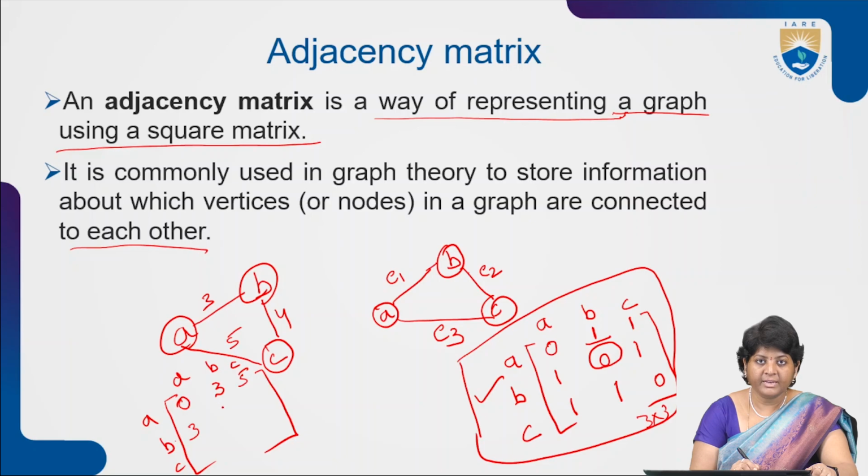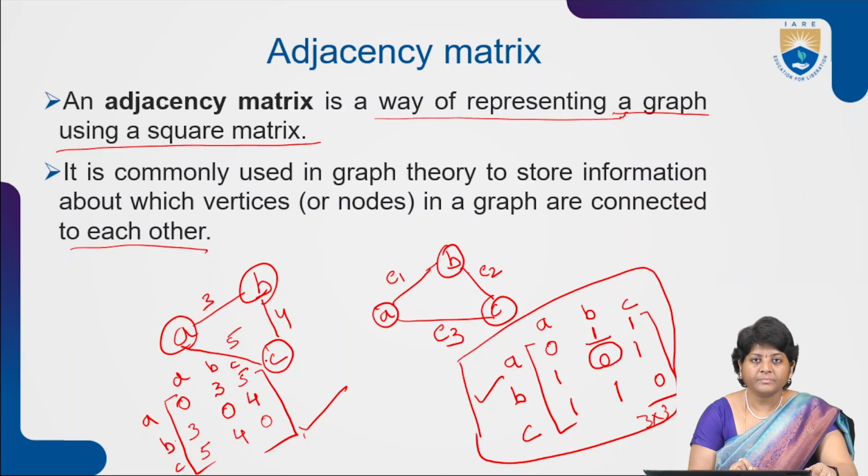Now, B to B, there is no loop, so we will mark it as 0. B to C, it is 4, we will mark it as 4. C to A, the weight is 5. C to B, the weight is 4. And C to C, there is no loop, so it is 0. So this is the adjacency matrix for the graph given. And this is the adjacency matrix for graph 2.